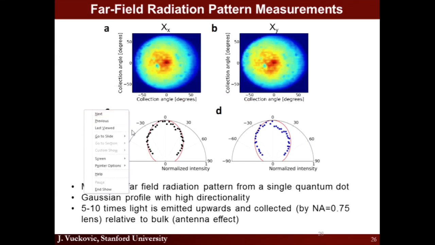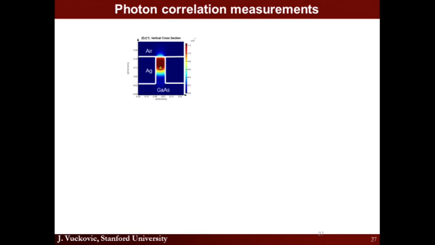This particular structure has 2 doubly degenerate modes, and these are polarization measurements at the output for both of these modes. We see that 5 to 10 times more light is collected relative to the bulk material using a lens with numerical aperture of 0.75. So we have both strong Purcell effect of around 8, plus this antenna effect, better collection efficiency on the order of 5 to 10.